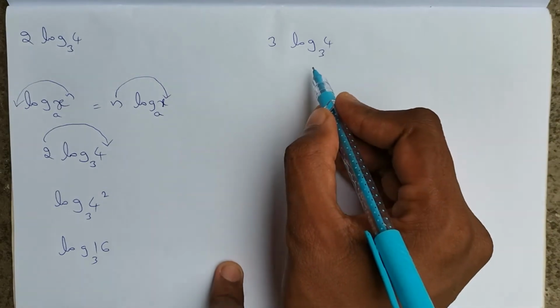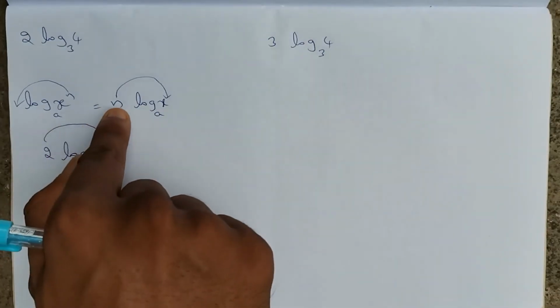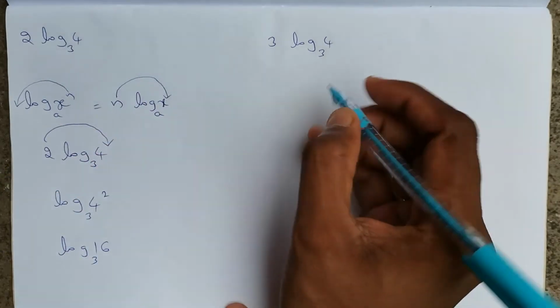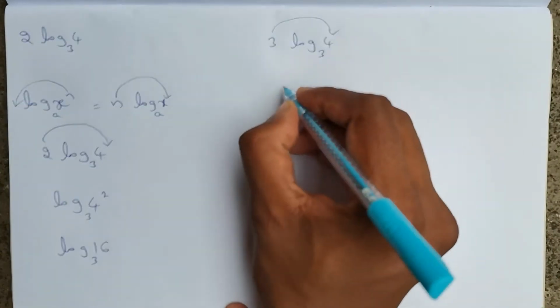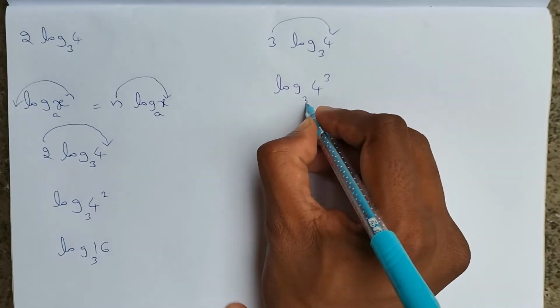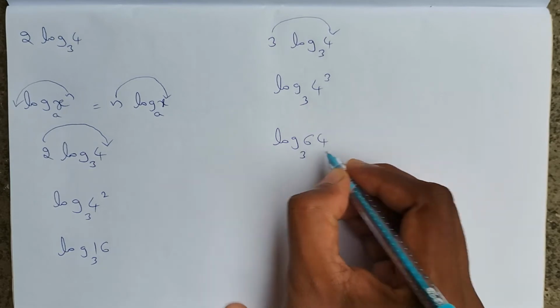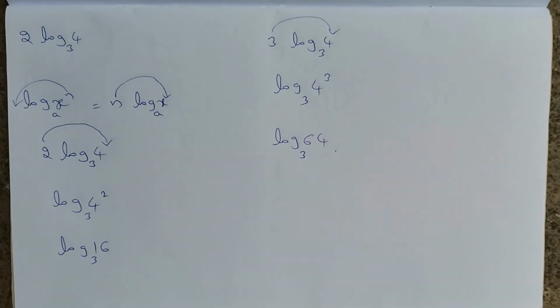Next, here also same again. Now this is in the form of n into log x base a. So if you go in reverse, that first number will go as the power. So this will come as the power. Log 4, this 3 will become power, base 3. Log 4 cube, 64, with base 3.